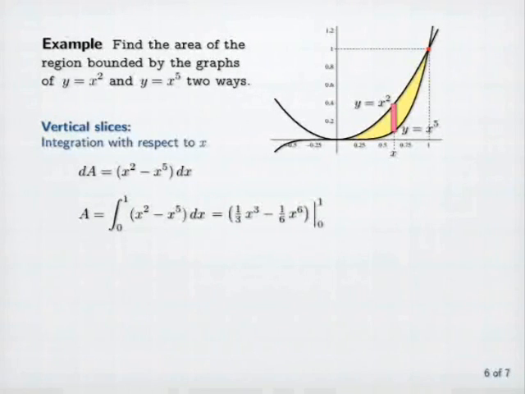The antiderivative we want is 1/3 x cubed minus 1/6 x to the sixth. And evaluating that between 0 and 1 gives us 1/3 minus 1/6, or 1/6.